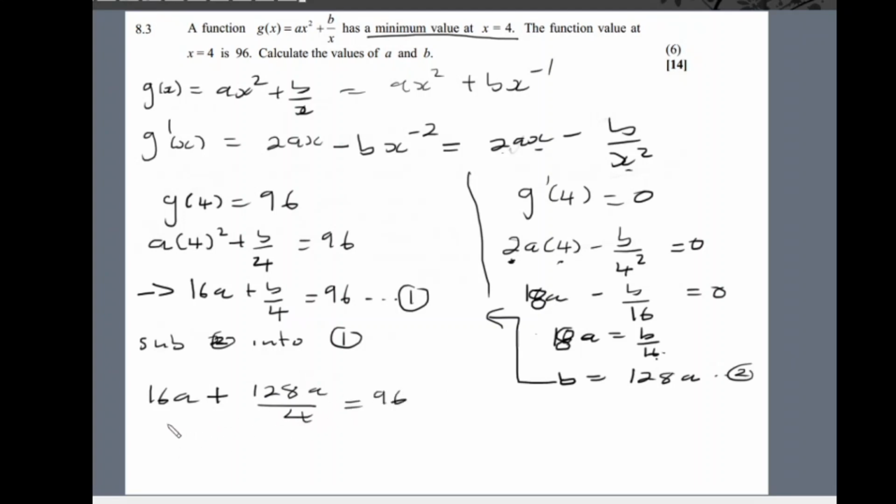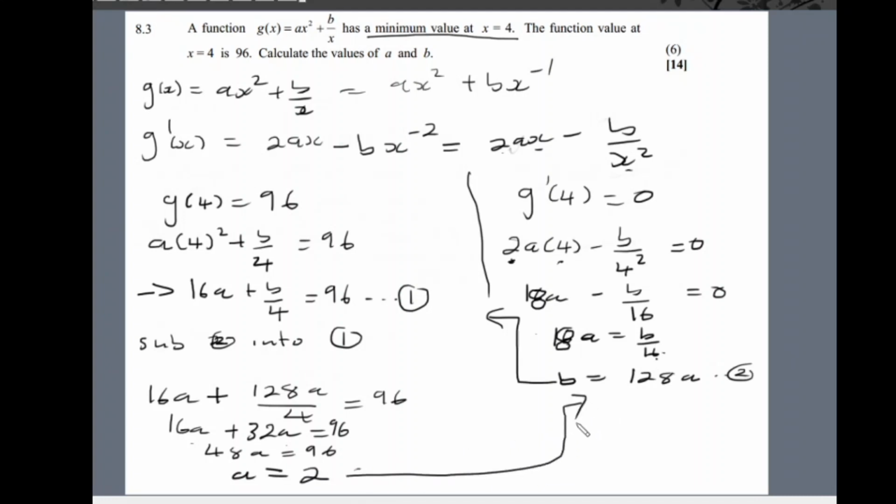And now I can solve for a. Here I will have 16a plus 128 divided by 4, which is 32a, equals 96. Then 16 plus 32 will be 48a equals 96, and if we divide both sides by 48, we'll get that a is equal to 2, right? Then we take this value of a and substitute it back into equation 2. We'll have b equal to 128 times 2, which is the value of a, so b is 256. That will be our value of b, and then we are done with this question.